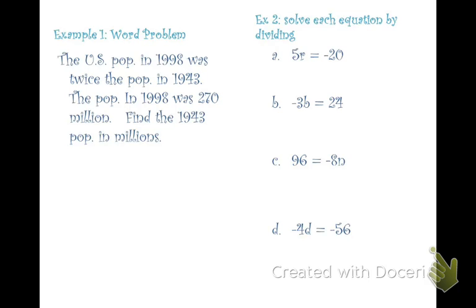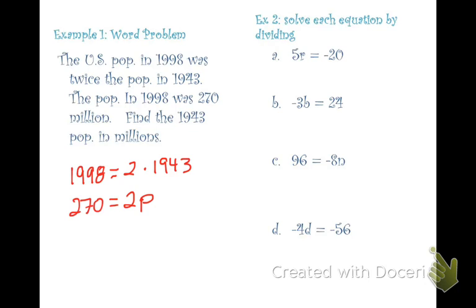So let's look at example 1. The U.S. population in 1998 was twice that of 1943. These are just the years, not the population yet. In 1998, it was 270 million, so you're going to plug in 270 in place of the 1998 population, which equals 2 times the population. We don't know what the population is in 1943, so we have to find out what this P equals.